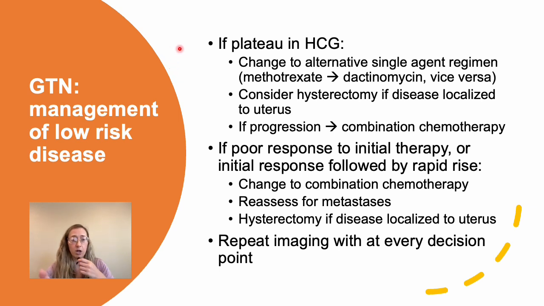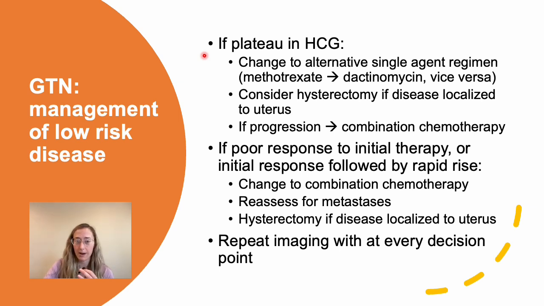And so say you're on methotrexate and your HCG plateaus. You're going to want to change to the alternate regimen. So if you were on methotrexate, you'll go to dactinomycin. If you were on actinomycin D, then you'll change to methotrexate. You're going to be monitoring betas every 2 weeks at the start of each cycle.